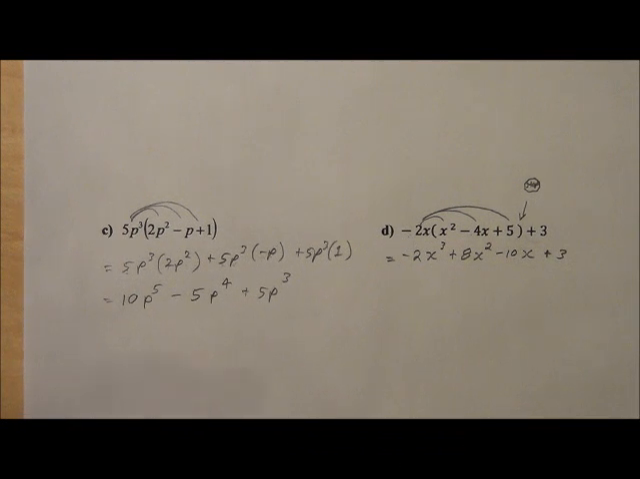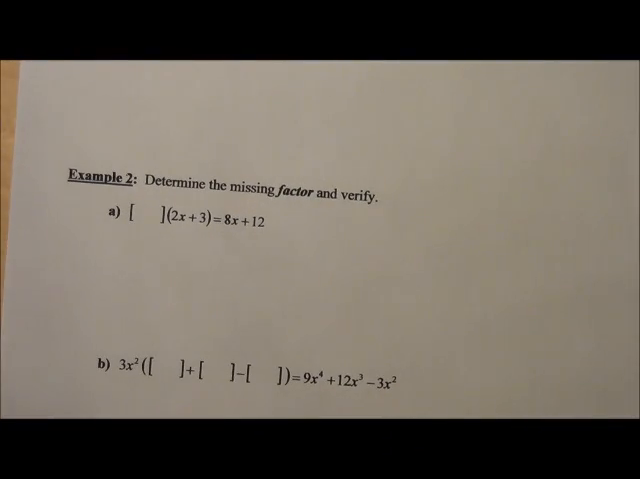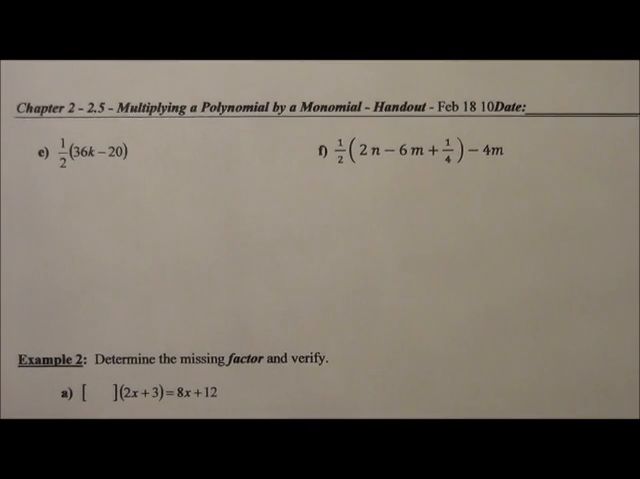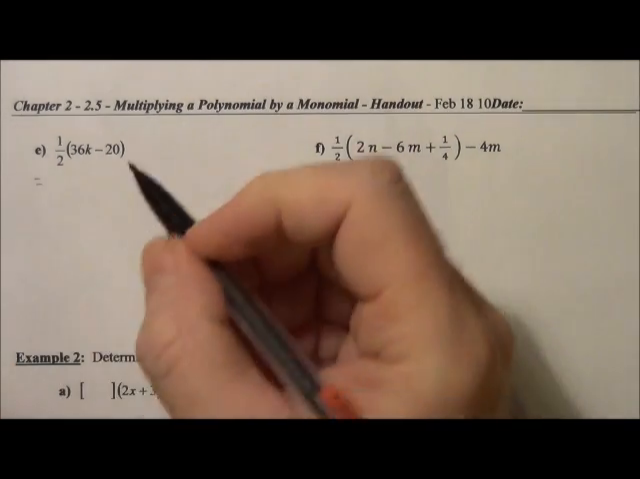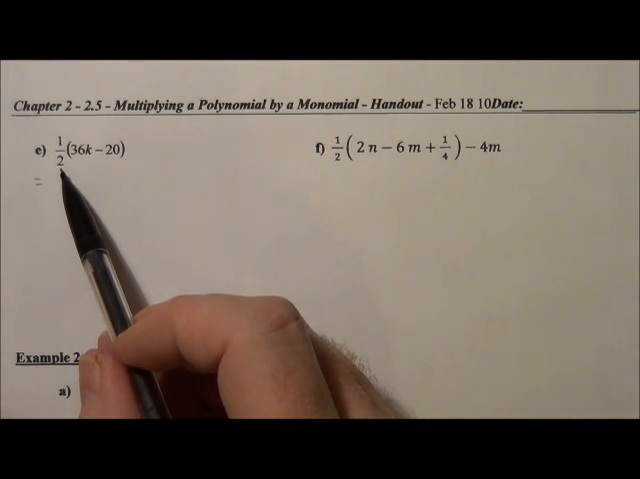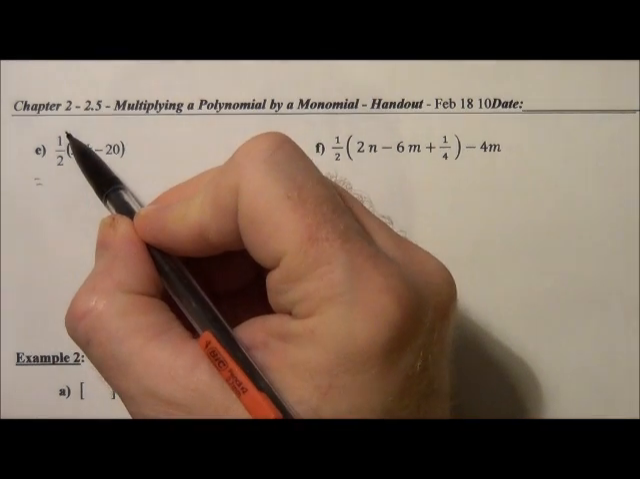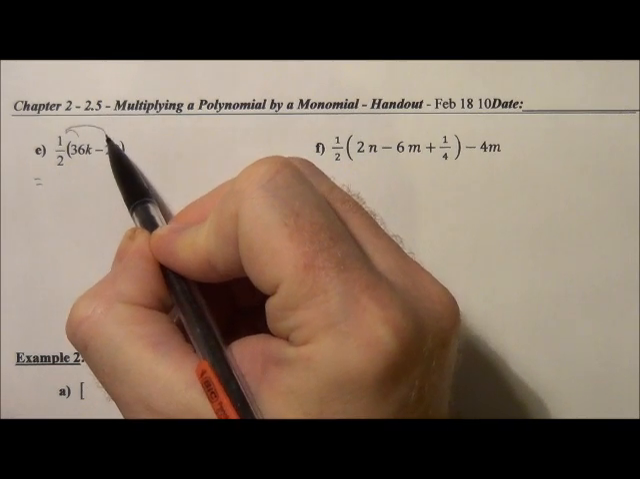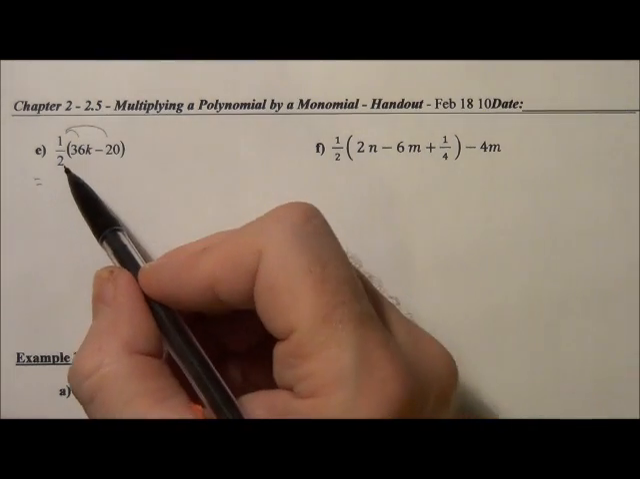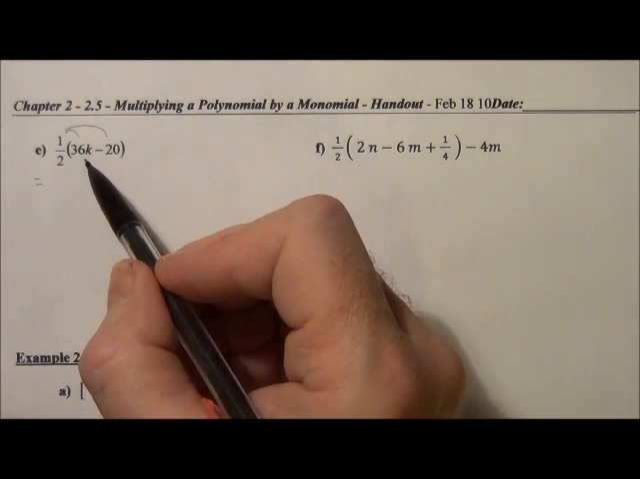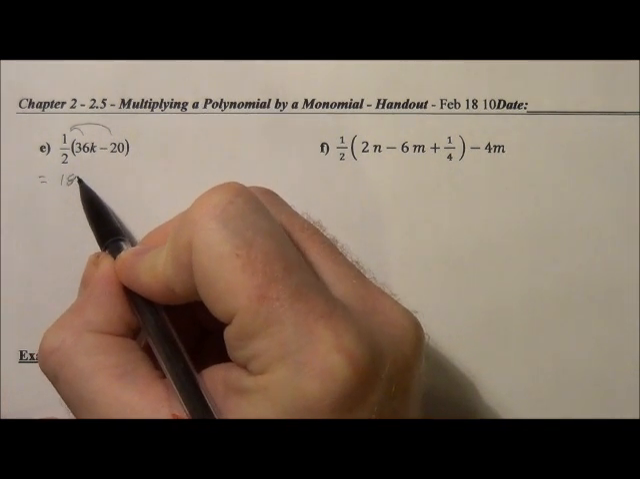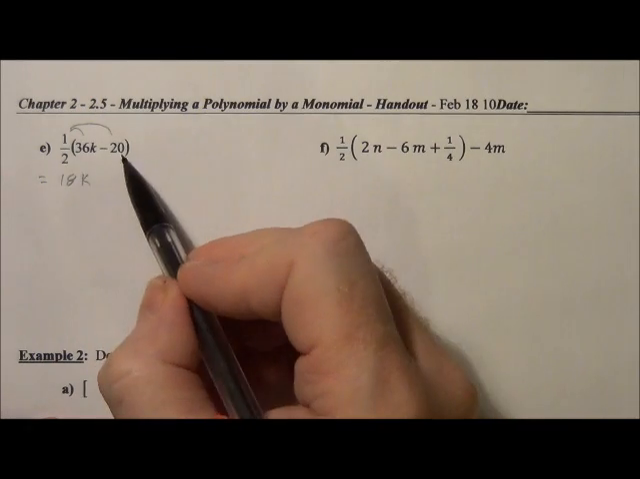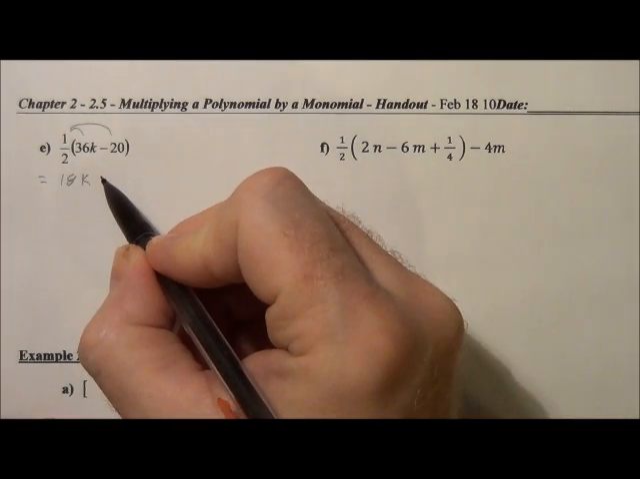Let's move along to something a little bit more challenging. Example E. Again, we're going to multiply this monomial, this term, or this factor 1/2, into the bracket. So 1/2 times 36, 18k, and 1/2 times negative 20.